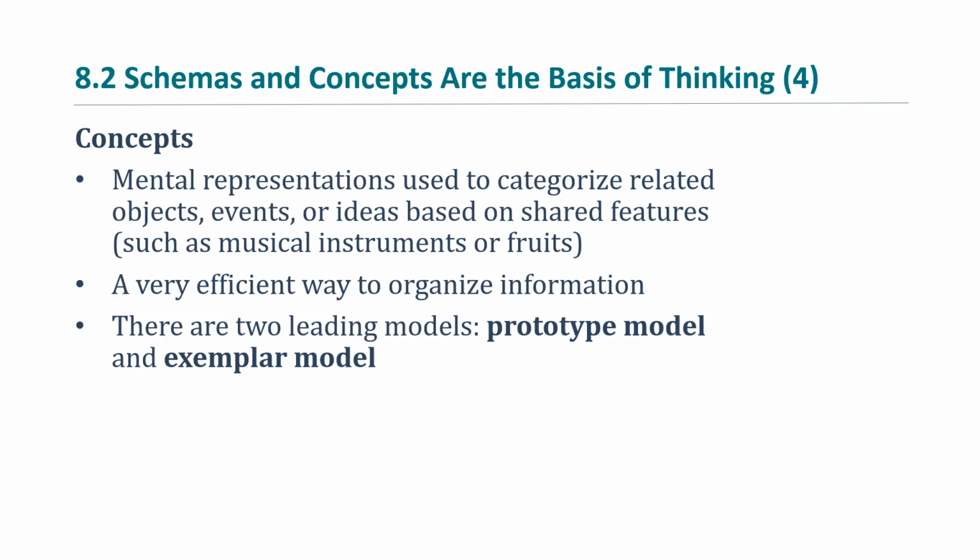And this is a more efficient storage system. I have a category for fruit that I lump a bunch of different food items into, and I know that these food items all share certain properties. There are two leading models of ways that people form concepts: the prototype model and the exemplar model.